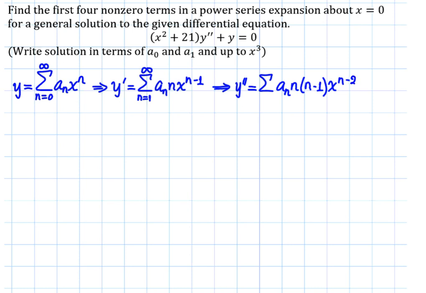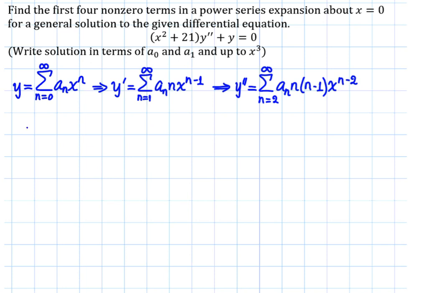And this one starts with a1, a constant. The derivative of a1 is equal to 0. So the non-zero terms will start from 2. So we have all the derivatives. And now we just substitute into the equation.